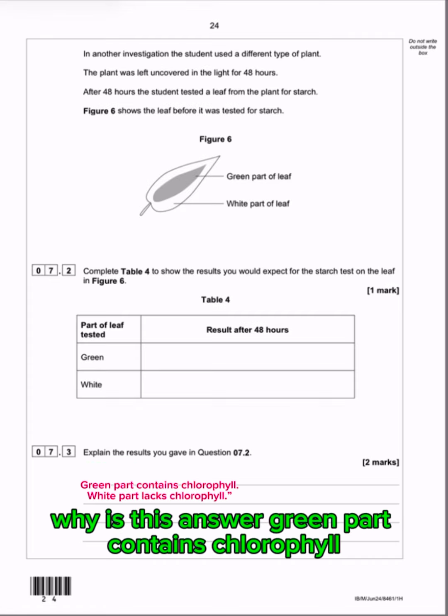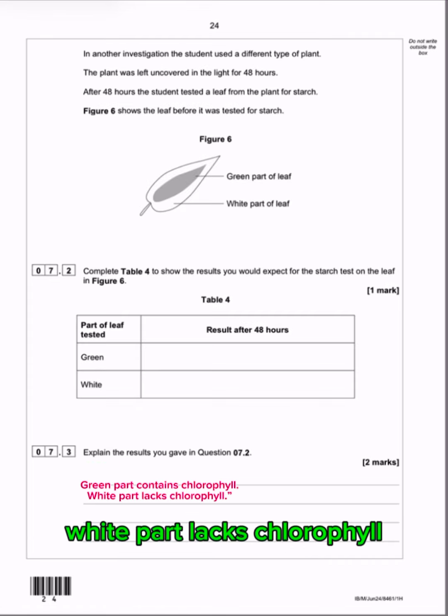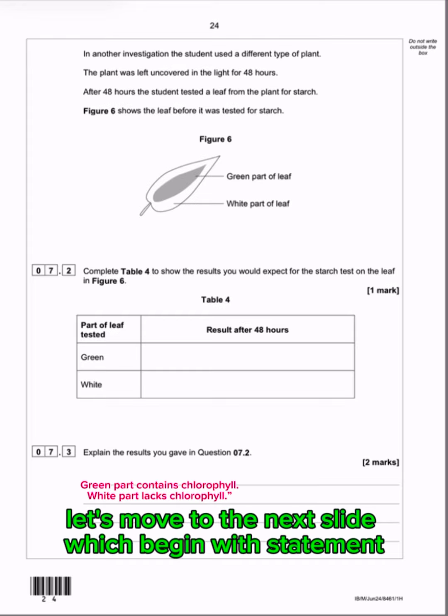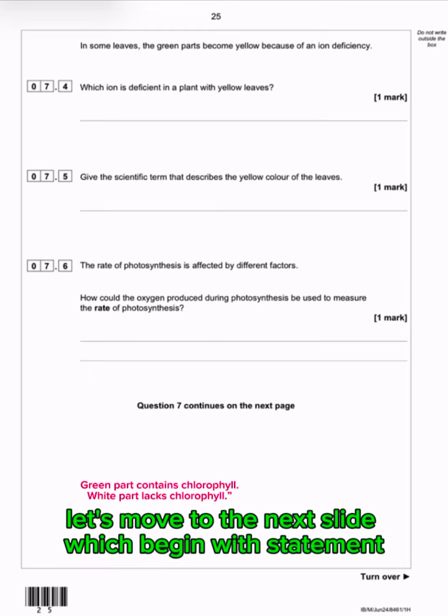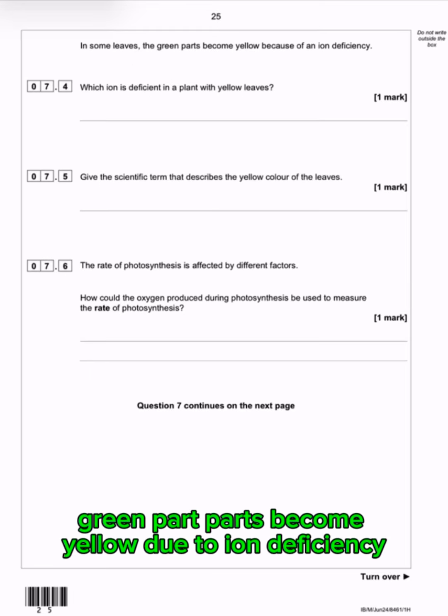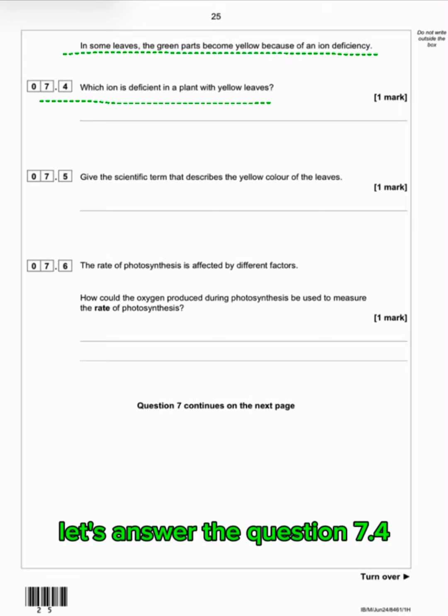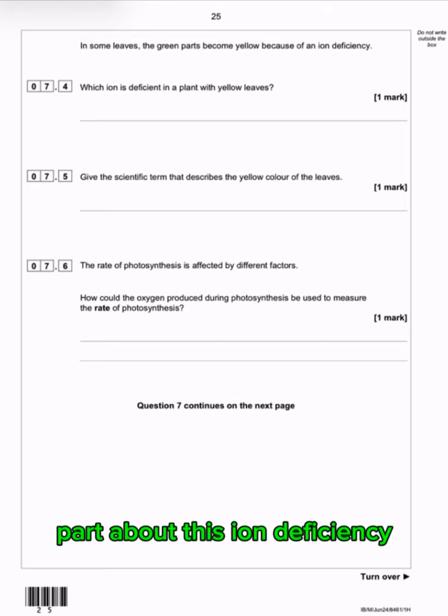Why is this the answer? Green part contains chlorophyll, white part lacks chlorophyll. Let's move to the next slide, which begins with the statement: some leaves' green parts become yellow due to ion deficiency. Let's answer question 7.4 about this ion deficiency, and the answer is magnesium.